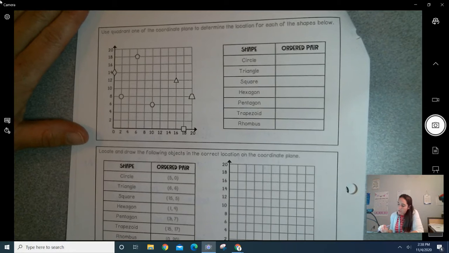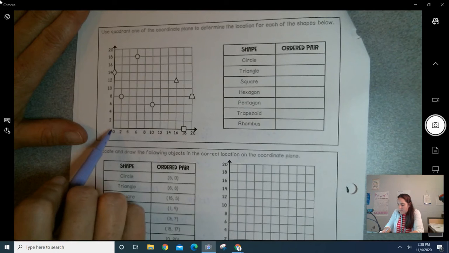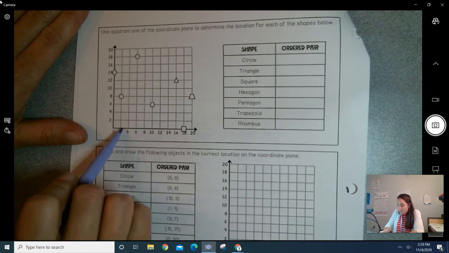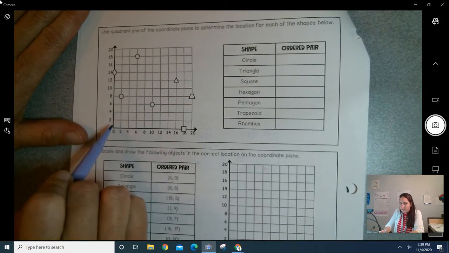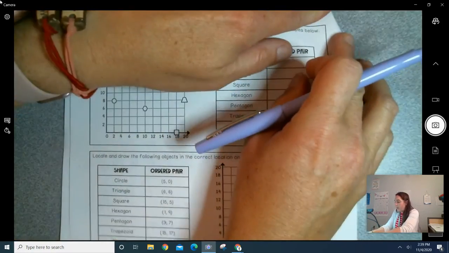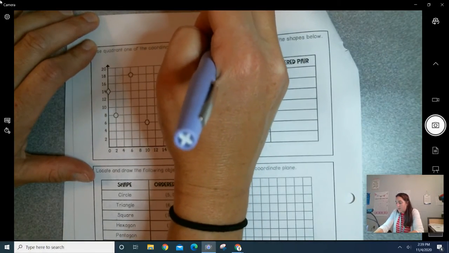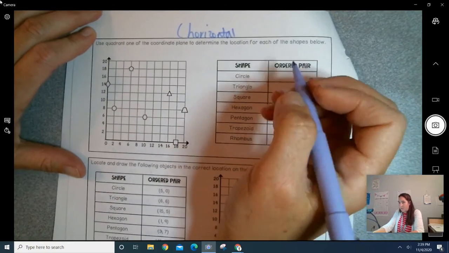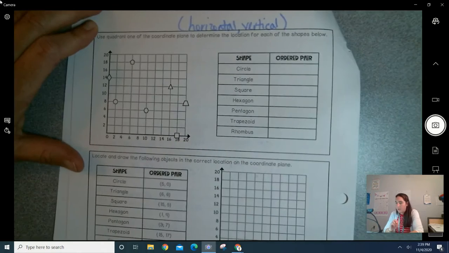All right, page 2 says use quadrant 1 of the coordinate plane to determine the location for each of the shapes below. We have all these shapes in our coordinate plane, and we can see our point 0, 0 is right here at the corner. It's 0 on the horizontal line, and it's also 0 on my vertical line. Remember, when we write ordered pairs, the first number is the horizontal number, or left and right, and the second number is the vertical number, or up and down.